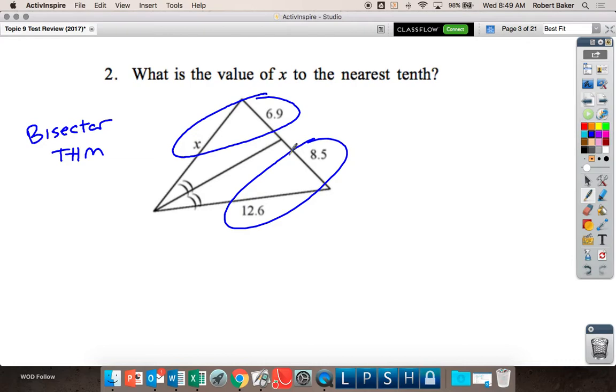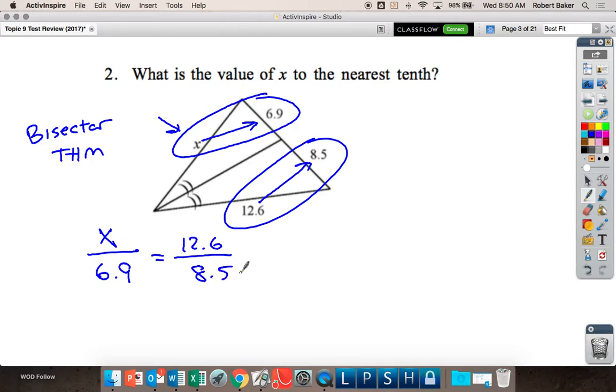We'll be okay. It does not matter how you set your proportions up, as long as it's consistent. So does anybody have a particular flavor they like to do? You like to do X on top? That's fine with me. You do X over 6.9, and because you have X on top, your proportion went this way, then 12.6 must be on top, and your proportion has to go that way, which is 12.6 over 8.5. So that's what doing 70% of the problem looks like. I'm asking you guys to cross multiply and solve by yourself to get the answer.